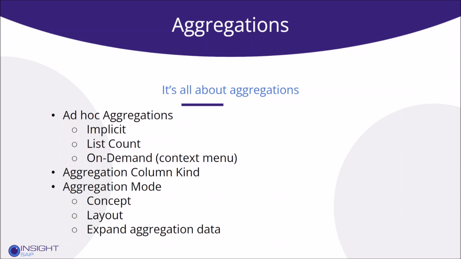So we will start with ad hoc aggregations, that is the implicit one, the list count, and on demand. We will move to aggregation column, which is another kind of column we support, and we will end up with aggregation mode, which is a different way to use a baseline. Okay, let's move to Insight.